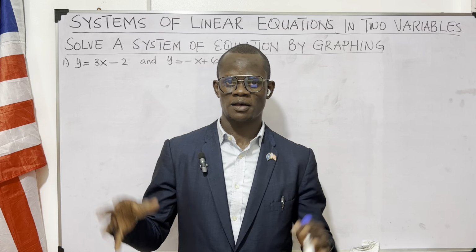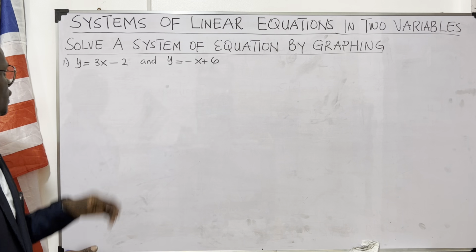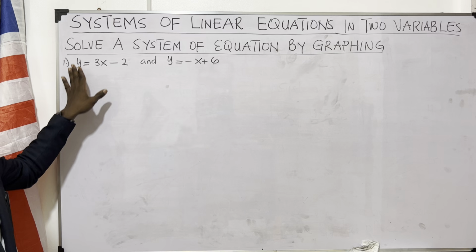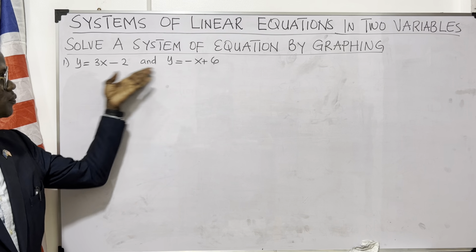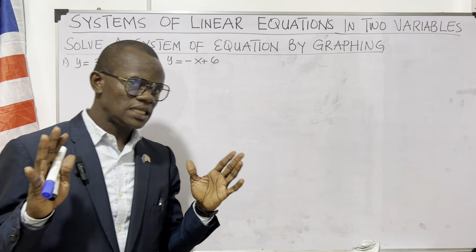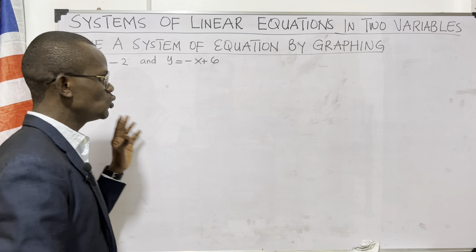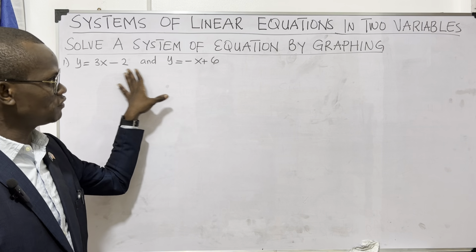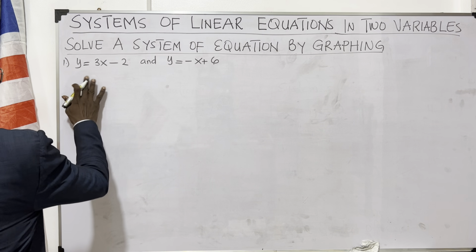In today's lesson, I will be looking at solving systems of linear equations in two variables by graphing. So let's look at the first problem. The first problem says we must solve the system of these two equations by graphing. I'm going to show you two major, easy steps that you can use to solve this by graphing. Just two steps.